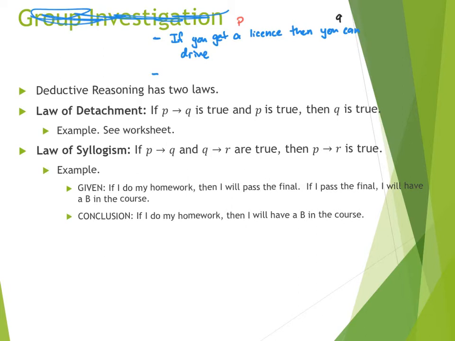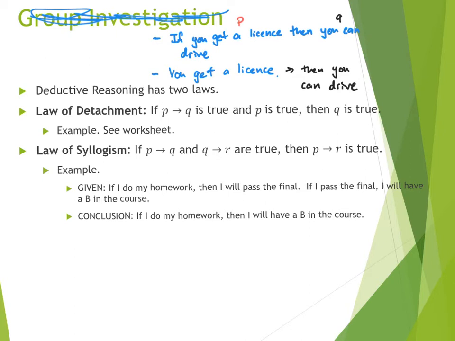Now, with the law of detachment, you're told this situation, you're told the scenario, and then you get an extra piece of information. You are told that the hypothesis is true. So in this scenario, the extra piece of information would be you get a license. The question will then ask you, what conclusion can you make of this? Well, if P is true, if you get a license, then based off of the original scenario, the conclusion must be true as well. So then you can drive. Your conclusion is, then you can drive.